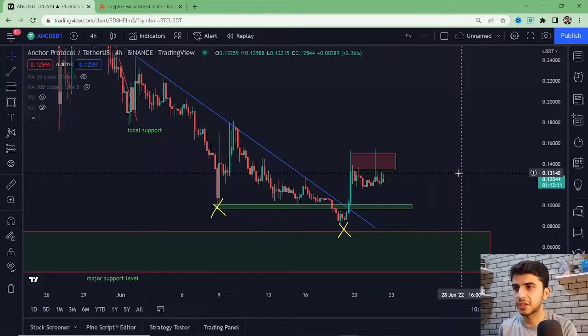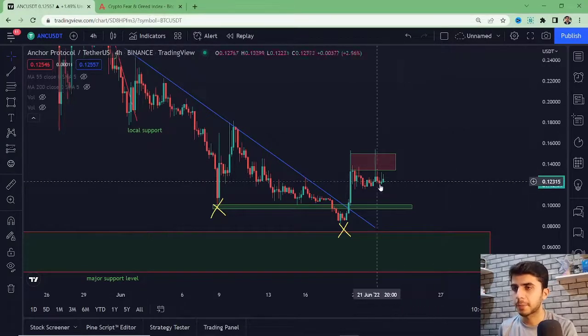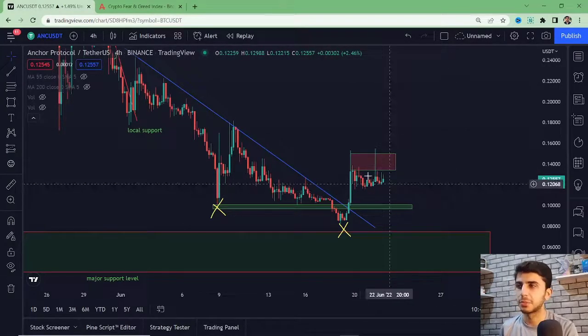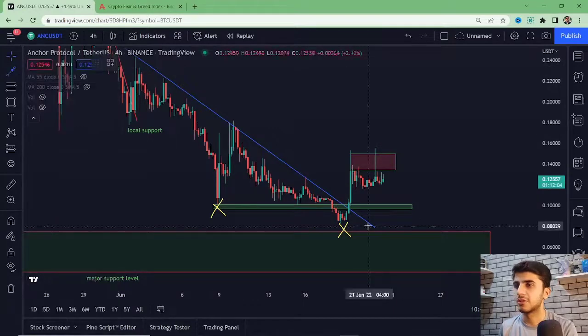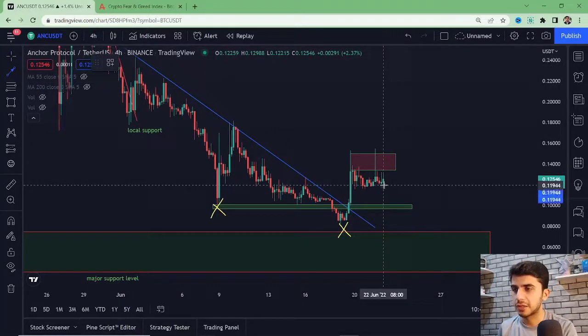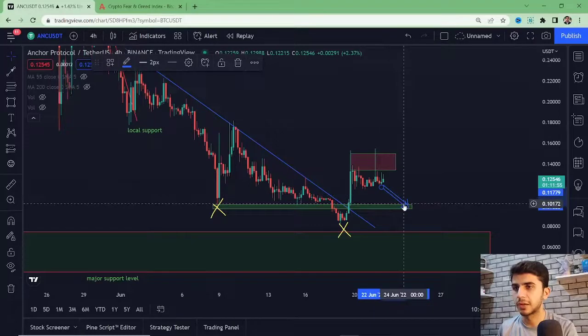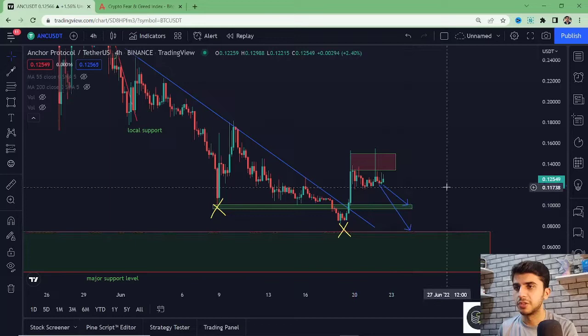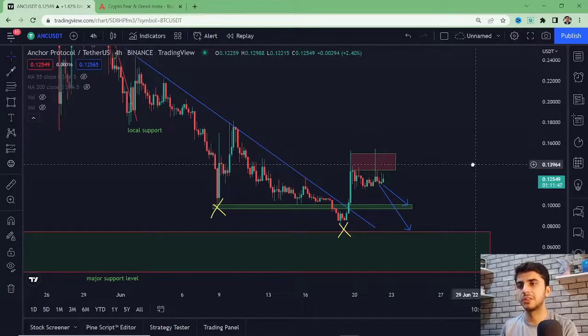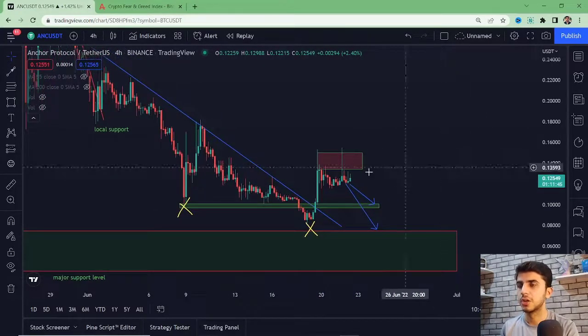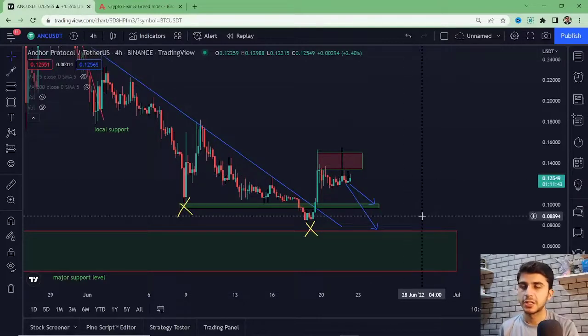So I think that it is going to come back. That's my personal opinion. It's not financial advice, but I think that it's going to come back to either of these points. Either it will come back here, or it will come back to this place. These are the two areas where the ANC protocol is going to come back for a retest, and that is the exact point where you are going to load your bags with the ANC protocol.